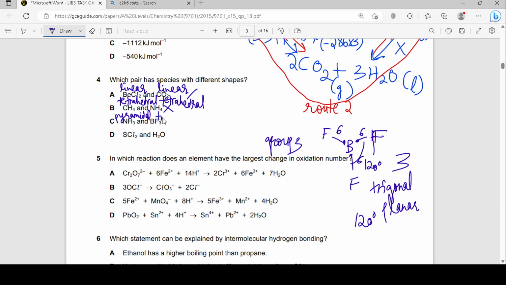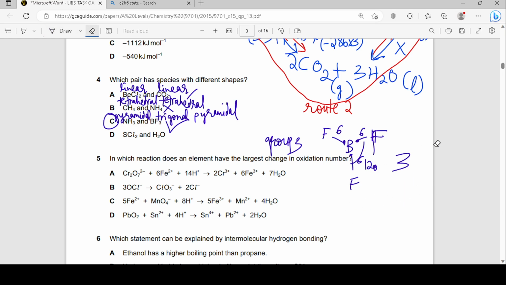Now, if it's trigonal planar and NH3 is pyramidal, then that means that they're different, right? If they're different, then that means that probably C is our answer. So I'm going to put a tick here and mark C as the answer, but it doesn't really do harm to check option D as well, I suppose. So let's check option D, okay?